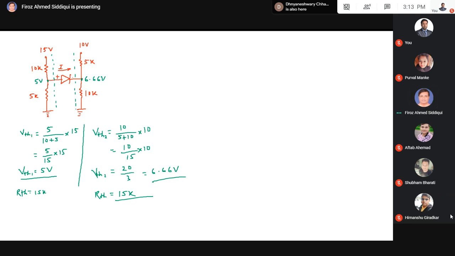Students, what about now? Whether the diode is in forward bias or reverse bias, अगर आप देखोगे तो डायोड के पॉजिटिव टर्मिनल को 5 वोल्ट कनेक्टेड है और नेगेटिव टर्मिनल को 6.66 वोल्ट कनेक्टेड है. दैट मींस negative terminal का voltage is greater than the voltage applied at the positive terminal. That means this diode is in reverse bias condition.